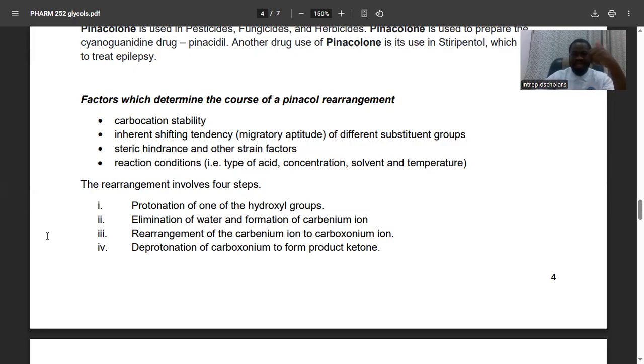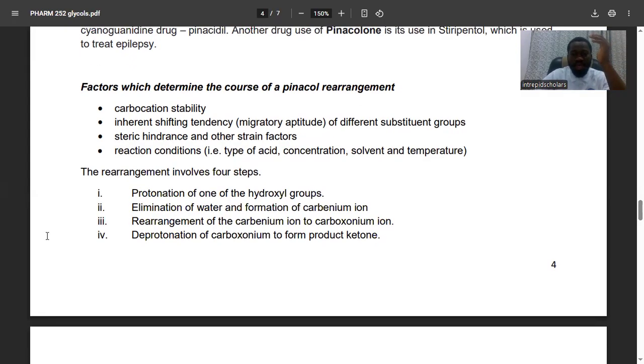Of course, for a dehydration reaction, we need to know the type of acid. Essentially, we need a concentrated acid. We need to know the type of solvent. In this particular reaction, we use water as a solvent. And then we have to also increase the temperature because it's a dehydration process. So the reaction conditions would also influence the whole pathway.